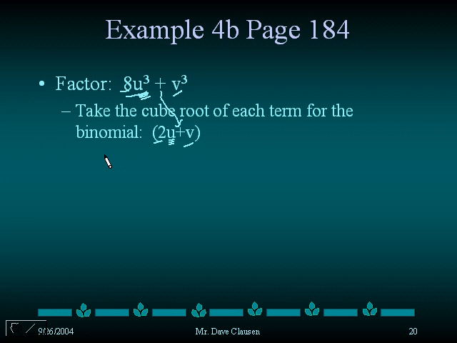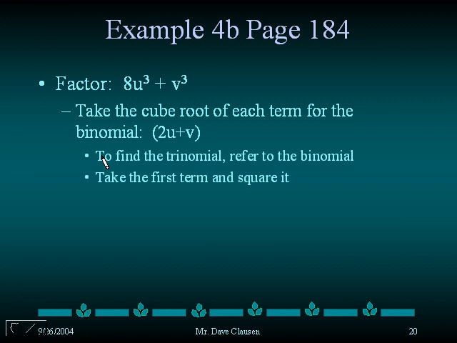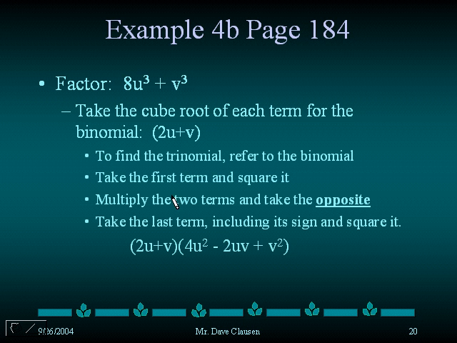Now we need to try to find the trinomial, and we do several things to it. So we're going to take this first term and we're going to square it. 2u times 2u is 4u squared. We're going to multiply those two numbers together and take its opposite. So 2u times v is positive 2uv. Taking the opposite is negative 2uv. We're going to take the last term, including its sign, and square it. So plus v times positive v is positive v squared.